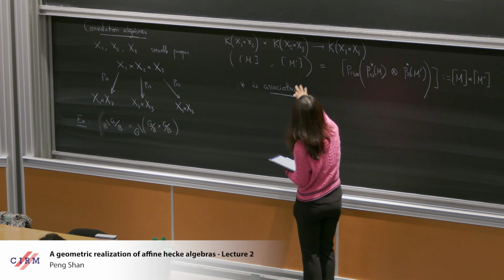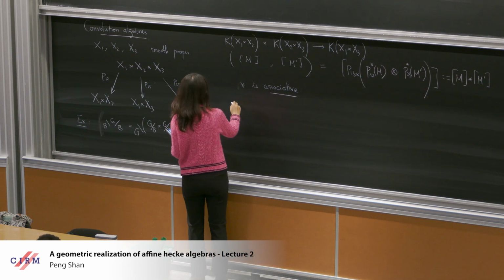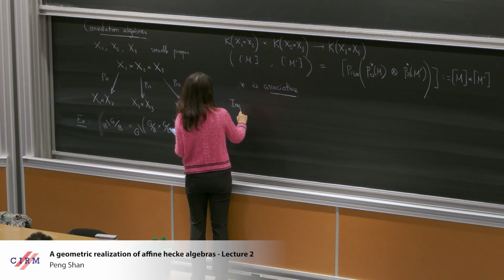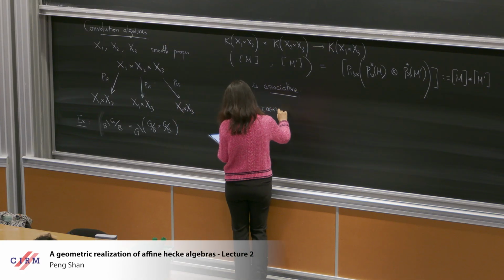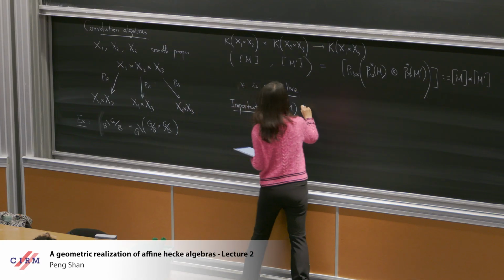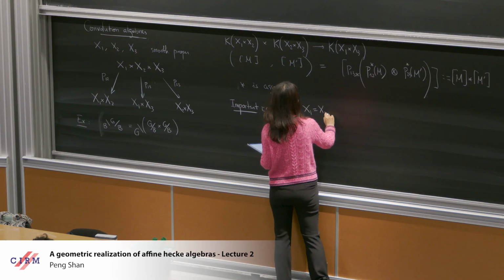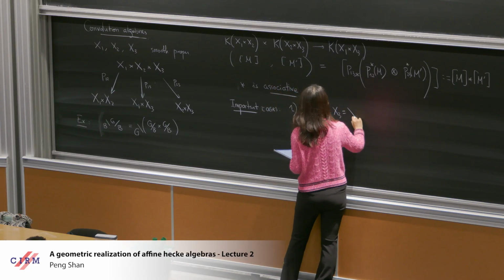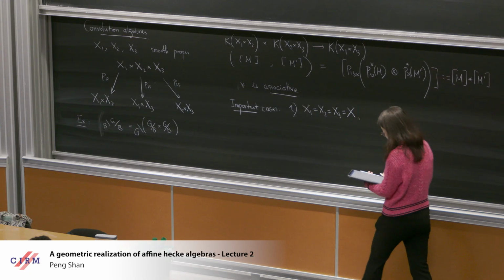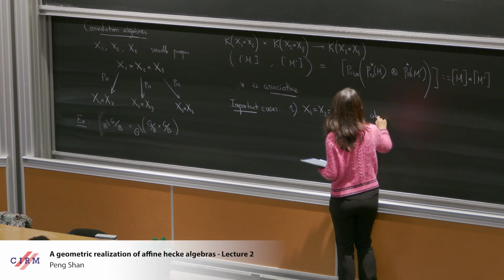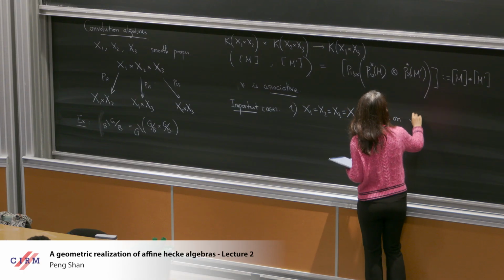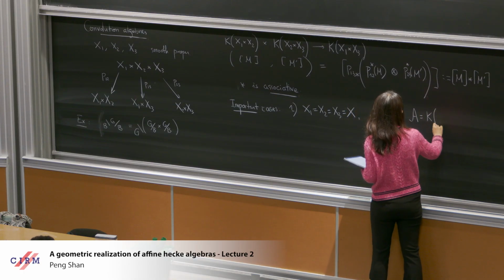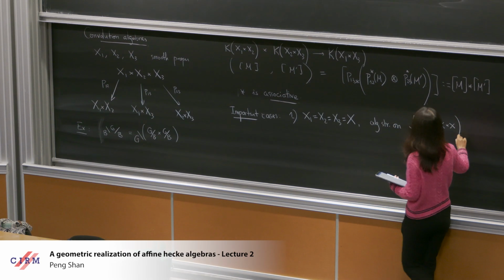Okay. So with this formalism, you see some important cases which we'll be interested in. So first of all, you can take x1 equals x2 equals x3 equals x. Then you just get an algebra structure on A equals the K-theory of the product.